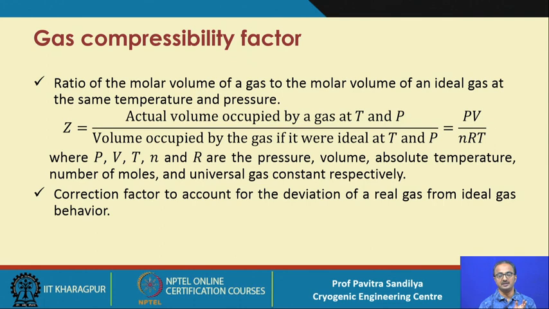gas behavior from ideality. If we look at this definition, we find that if both the volumes become the same, Z will be equal to 1. That means if Z is equal to 1, this signifies that the gas is behaving like an ideal gas. So, any deviation of Z, whether on the higher side, more than 1, or on the lower side, less than 1, will tell us that the gas is not behaving ideally. That is why this Z is also sometimes called the gas deviation factor.